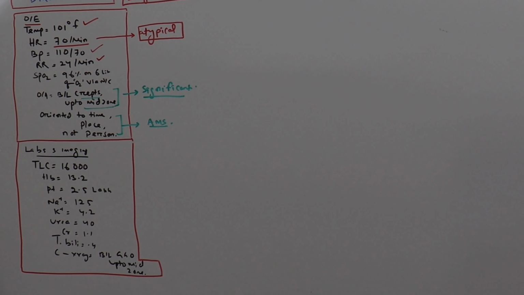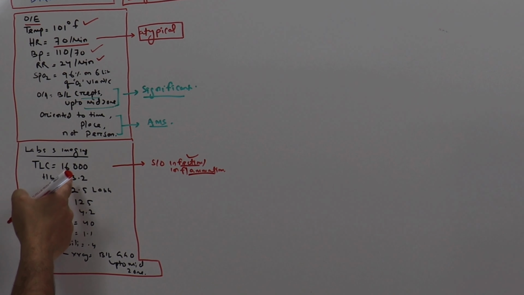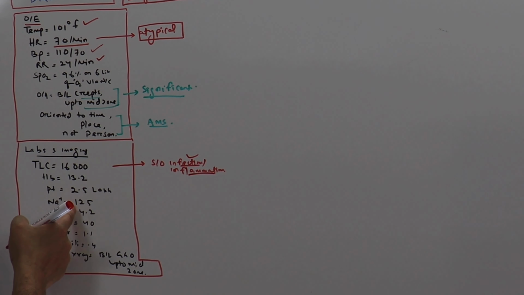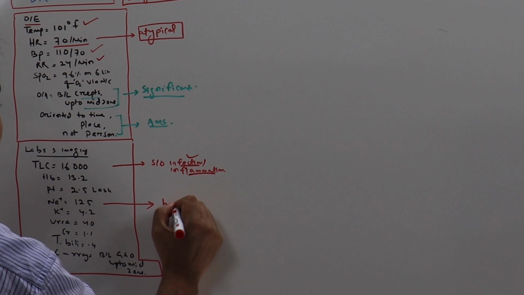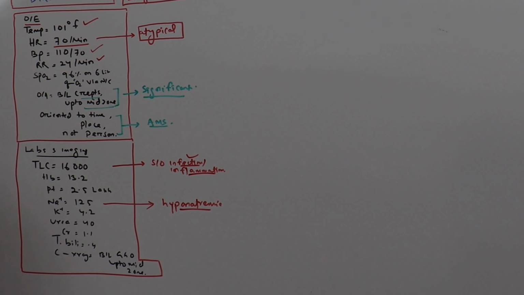In the investigations, we see the WBC count is high, suggestive of infection or inflammation, and because we have already localized the disease to the lungs, it is most probably infection. Hemoglobin is okay, platelet is okay. Sodium is 125. The patient is not on diuretics, but still there is hyponatremia. Why does this patient have hyponatremia? There is no history of vomiting, nothing. And potassium is okay, urea is a little bit on the higher side, maybe secondary to dehydration, creatinine is okay, bilirubin is 0.4, and the X-ray shows bilateral GGO up to mid zone.